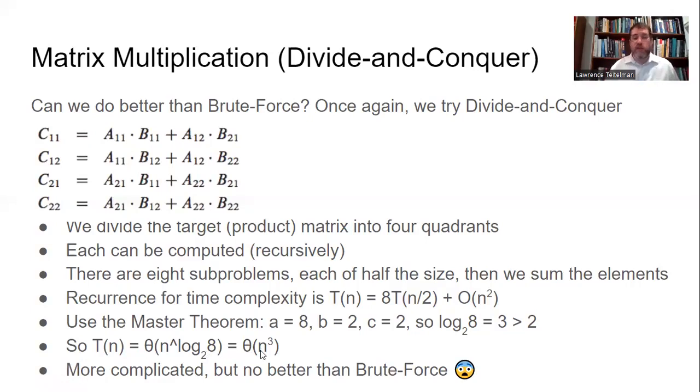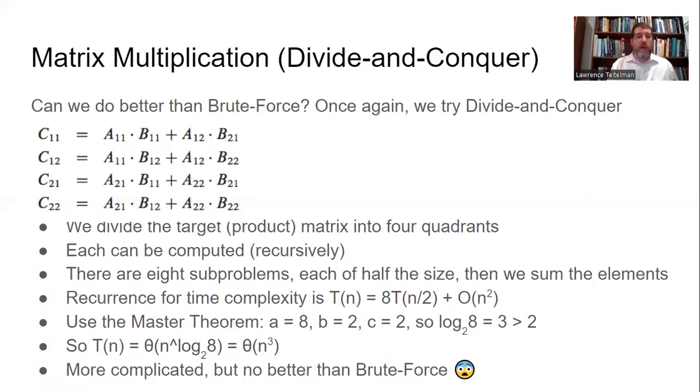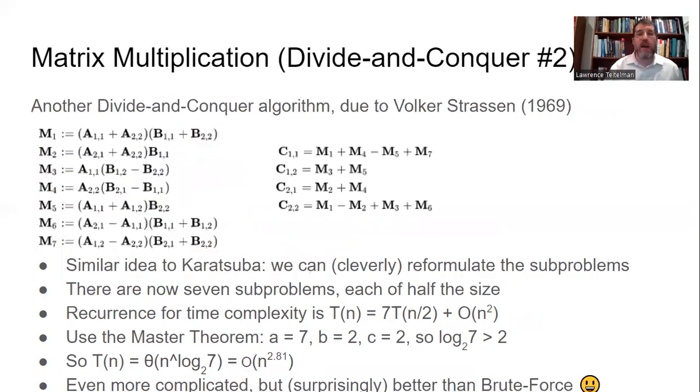All right. So once again, if I use the algorithm from your linear algebra class, from your discrete math class, it's n cubed. I do a complicated divide and conquer. It's also n cubed. So once again, not so good. But along came a guy by the name of Strassen. This is more than 60 years old, 63 years old.